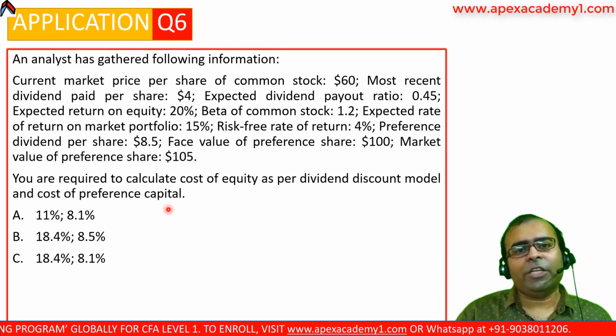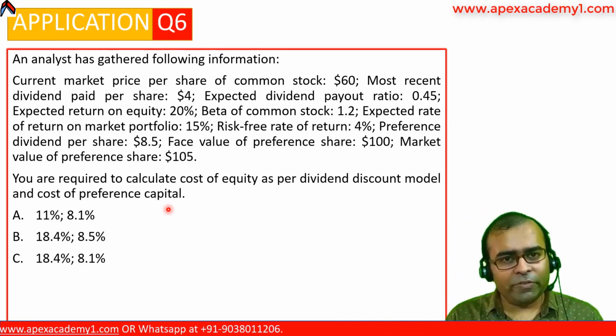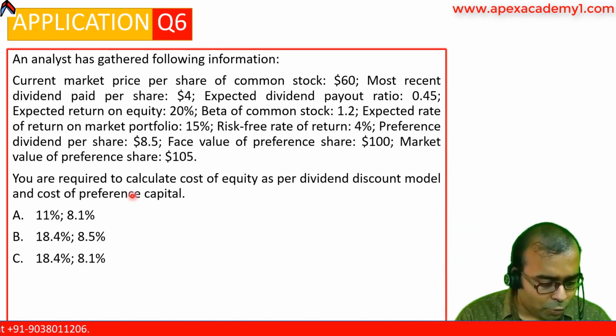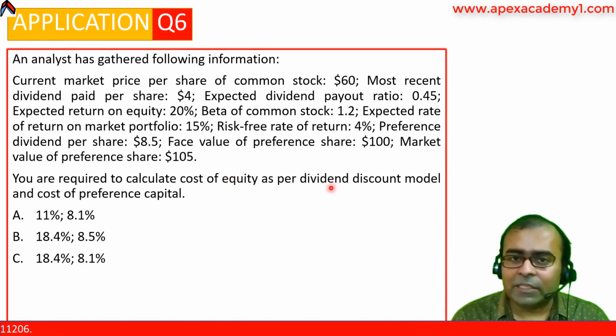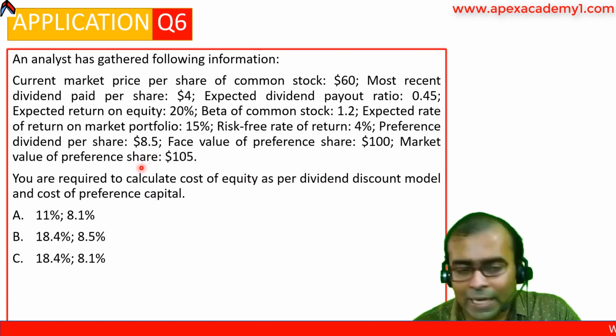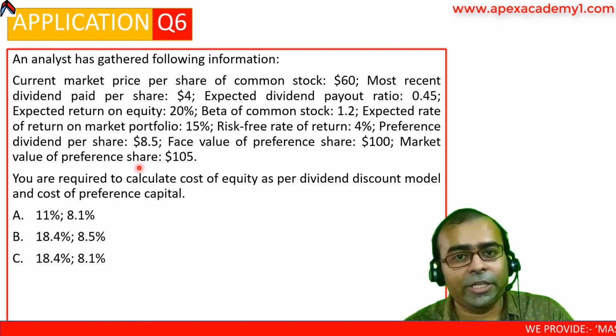In KE, there were three models that we discussed. Number one was CAPM, number two was dividend discount, and number three was bond yield plus risk premium. So the first method that we are using is the dividend discount model, as well as we are going to calculate cost of preference capital. As I told you, each and every part of the reading will be touched in detail.